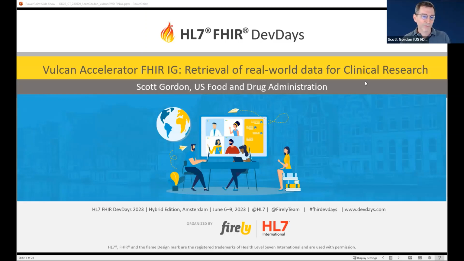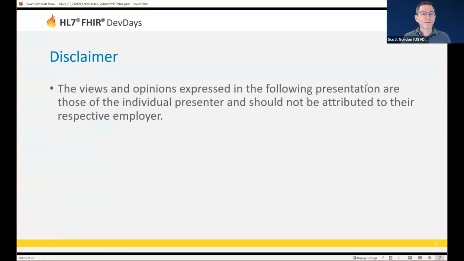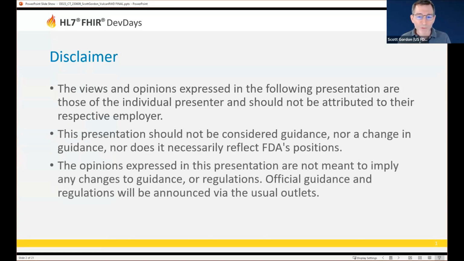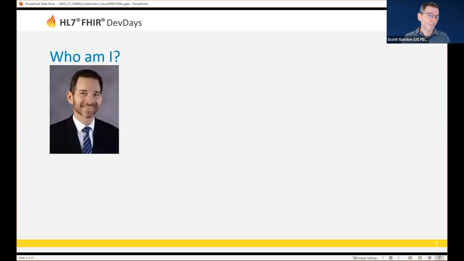First, disclaimer. Especially because I am an employee of the FDA, I want to make it clear that these are my views and opinions only. They absolutely should not be considered guidance, a change in policy, or anything that reflects FDA's positions. They certainly are not meant to imply any changes to guidance or regulations. There are normal outlets by which those things are announced. This is purely a discussion.